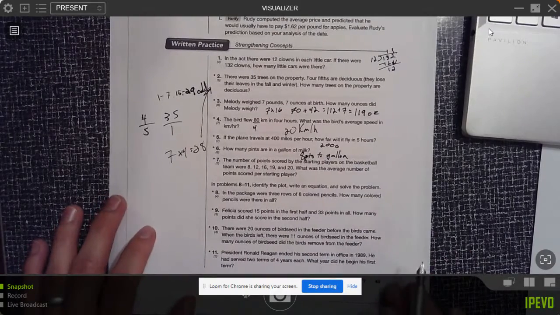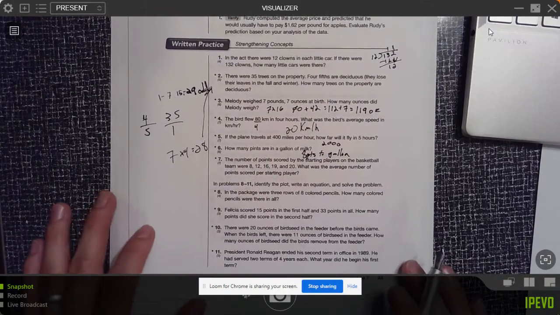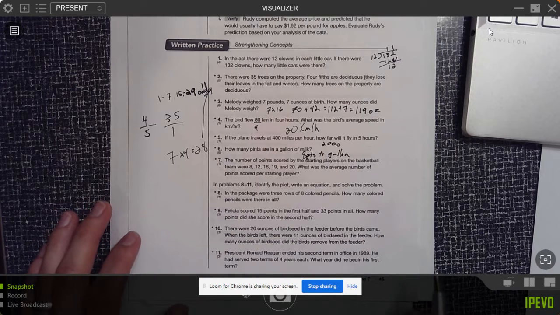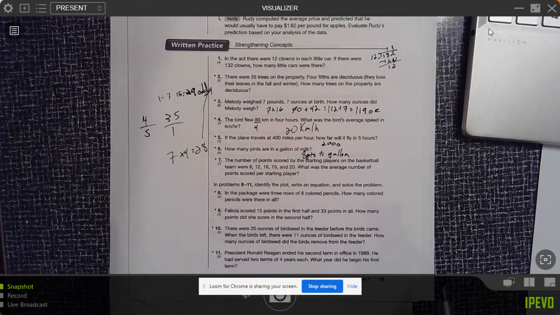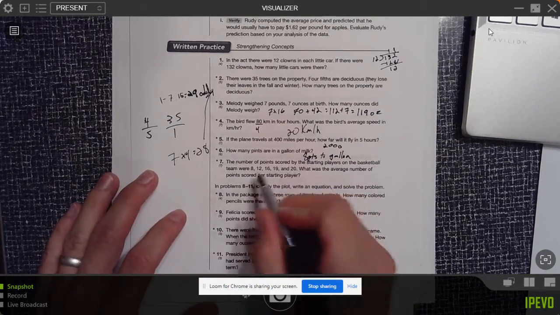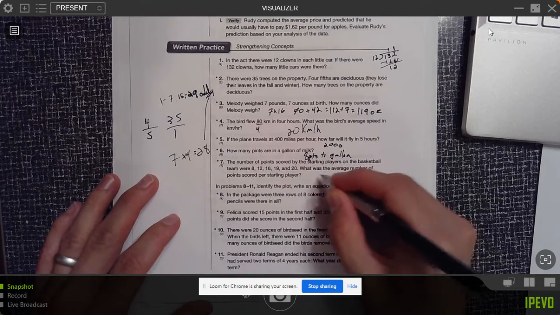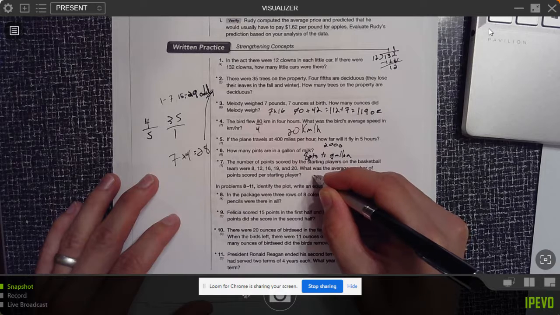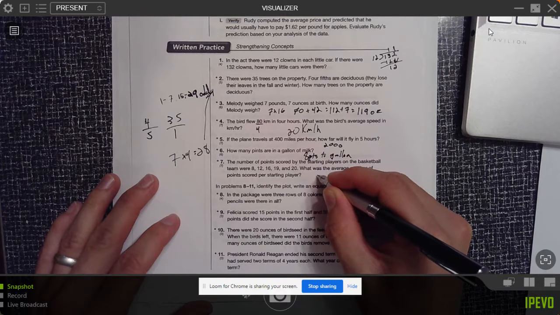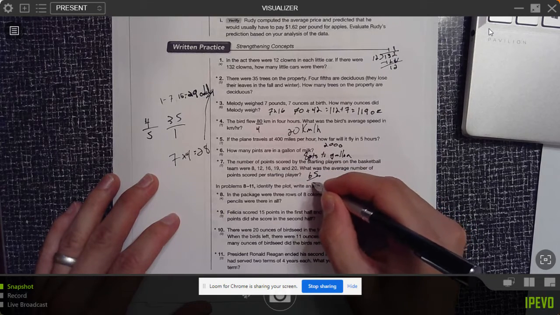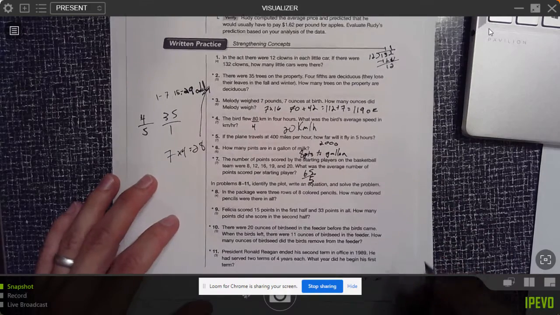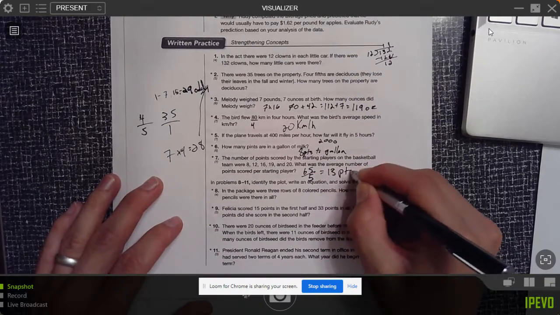The number of points scored by the starting players on the basketball team were 8, 12, 16, 19, and 20. What is the average number scored per starting player? Okay, so here we add these up. 1, 2, 3, 4, 5 numbers. So 65, and then divide that by 5, and that gives us 13 points.